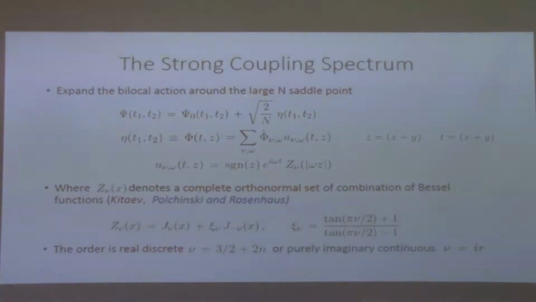The order of these Bessel functions, nu, can be in this discrete series or a continuous series, where nu is purely imaginary, and these are of course tied down to the two well-known representations of SL2R, namely the discrete real ones and the ones along the imaginary axis.